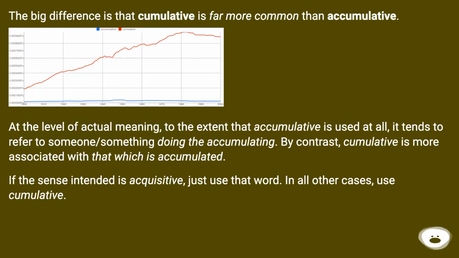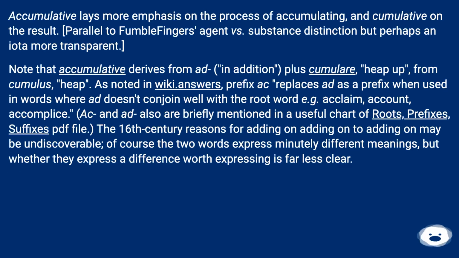At the level of actual meaning, to the extent that accumulative is used at all, it tends to refer to someone or something doing the accumulating. By contrast, cumulative is more associated with that which is accumulated. If the sense intended is acquisitive, just use that word. In all other cases, use cumulative. Accumulative lays more emphasis on the process of accumulating, and cumulative on the result.